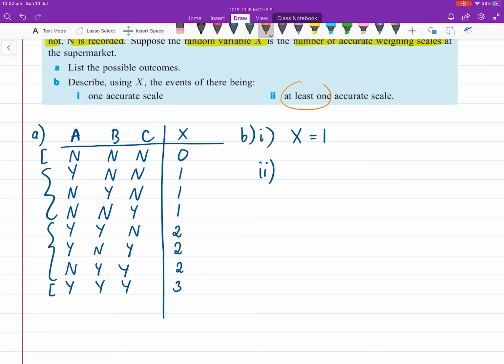And then part 2, this is where the language is important. It says at least one accurate scale. So if I want at least one, that means I have to have 1, 2, or 3, but just not 0, not none. So all you've got to do is X has to equal 1, 2, or 3.